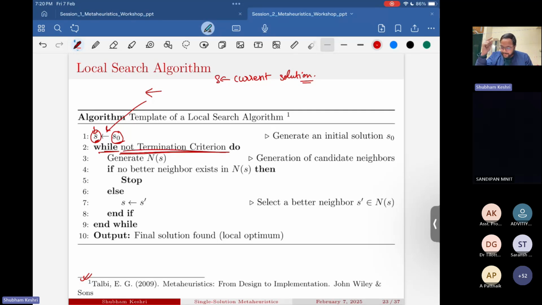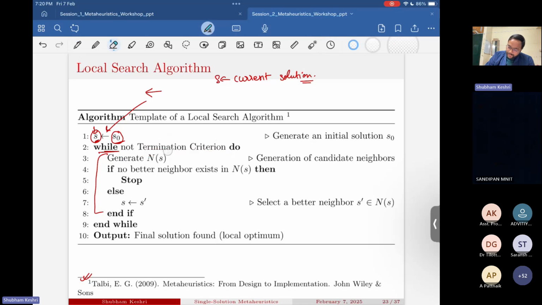Okay. So we are starting with the initial solution while the termination criteria is not met. By the way, I have not talked about this, but this is also important. When to terminate? I have not mentioned it over here. I will make one slide tomorrow because you should know when to terminate. Until the termination criteria is met, do the following.